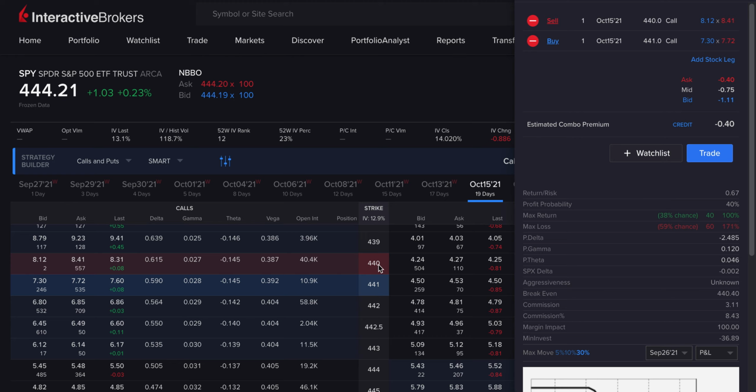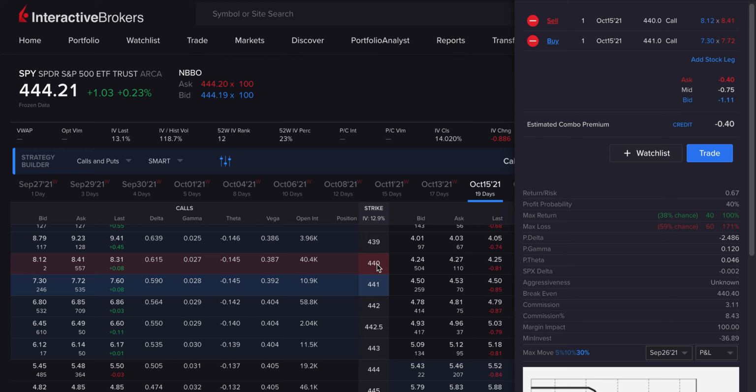If it lands on 440, that's okay too. If it lands on exactly 440, that's fine. You still make the max profit and you get your full credit back, your margin impact. You get the full collateral back. So, what happens though if the S&P 500 expires at 440 and 1 cent? That's a very good question.